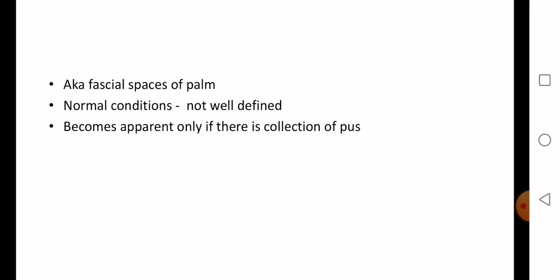So palmar spaces are also known as fascial spaces of the palm. Under normal conditions, they are not well defined. That is why you didn't see it during dissection. They become apparent only if there is collection of pus. So, if there is any pathology, these spaces become important. Only if you know what these spaces are, will you be able to provide treatment.